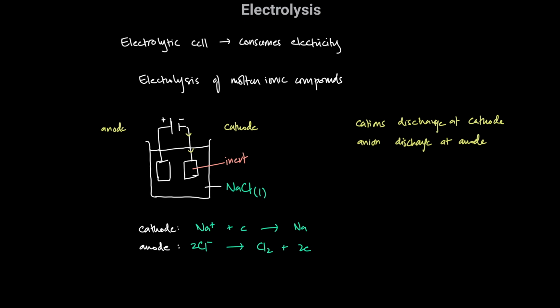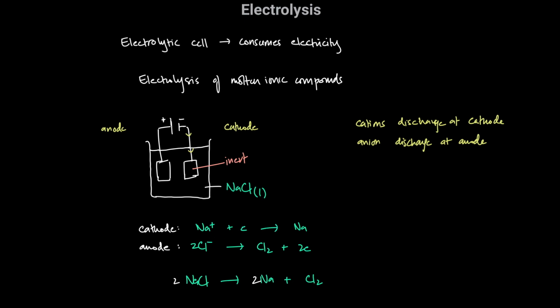So of course, if we look at the overall equation for the electrolysis of molten sodium chloride, what do we get? We have NaCl forming Na and Cl2. And if you just balance the electrons here, you have 2 NaCl giving you 2 Na plus Cl2.